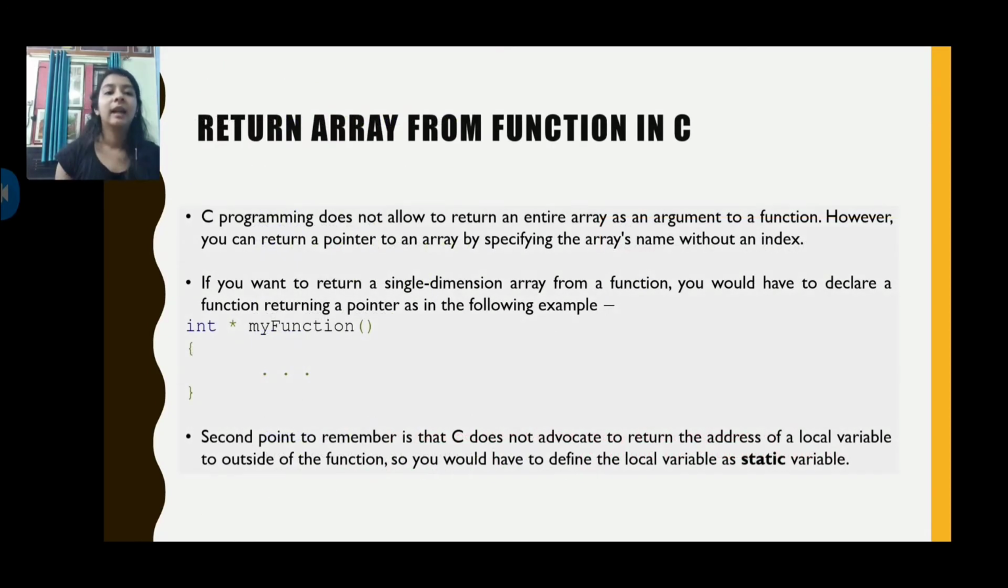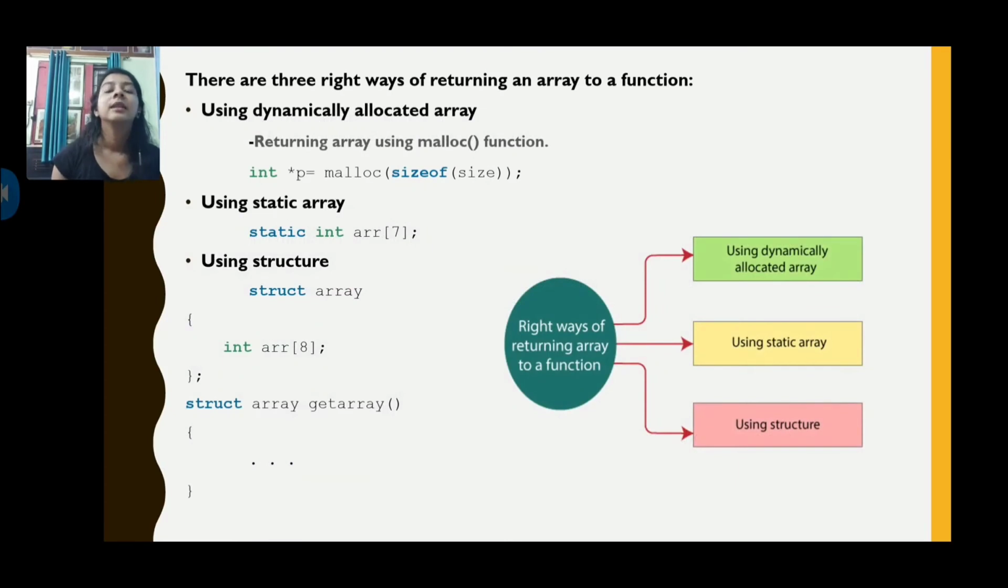Now how do we return arrays from a function in C? There are basically 3 ways, but since you cannot return an entire array as an argument to a function, you return a pointer to an array by specifying the array's name without any index. The first method is using a dynamically allocated array. You can use the malloc function. First of all, you declare int *p using malloc with the size of the array, and then you can return it. Next, you can also use a static array.